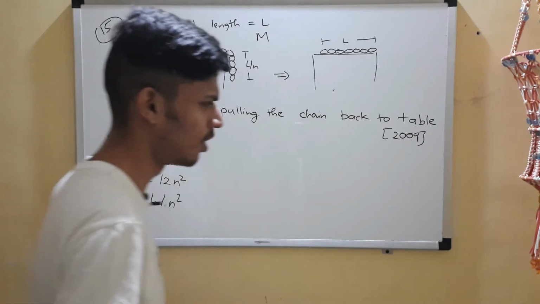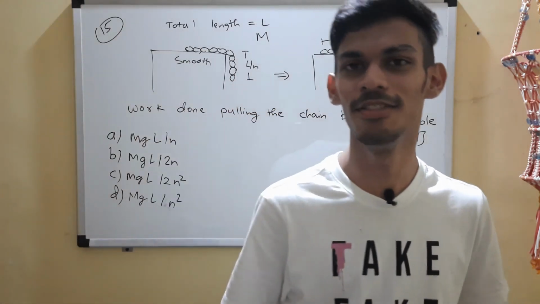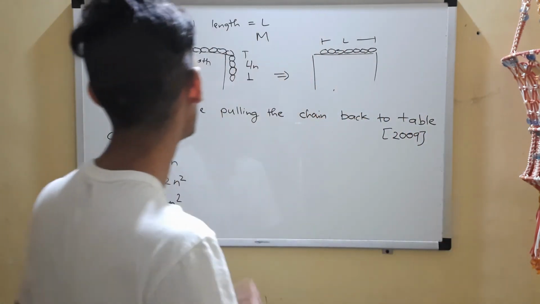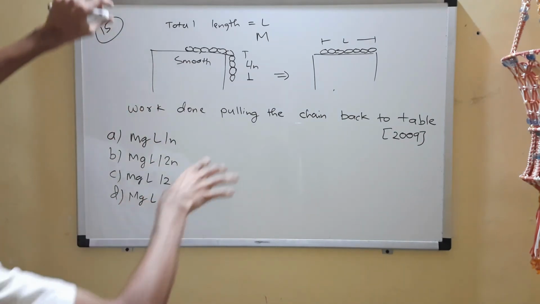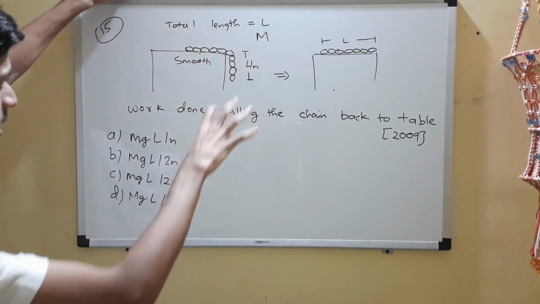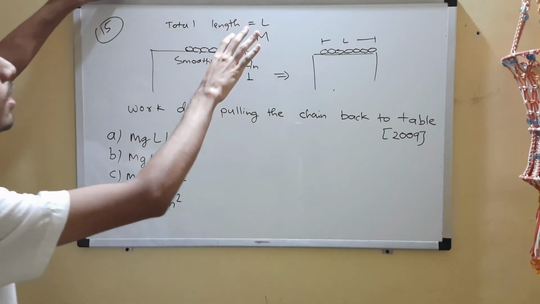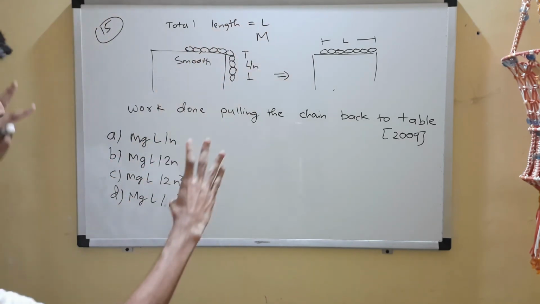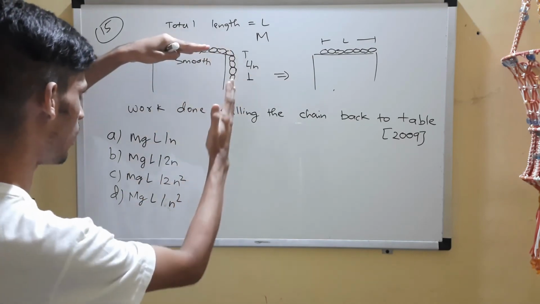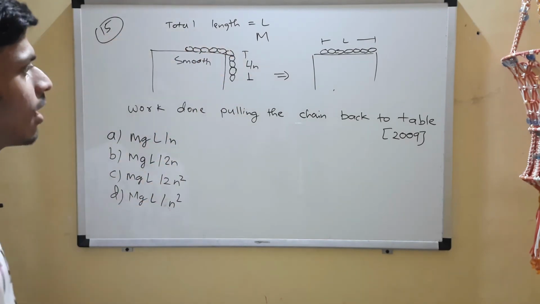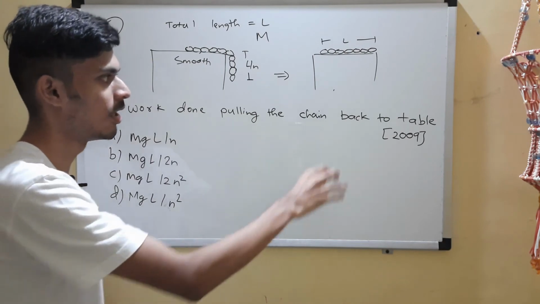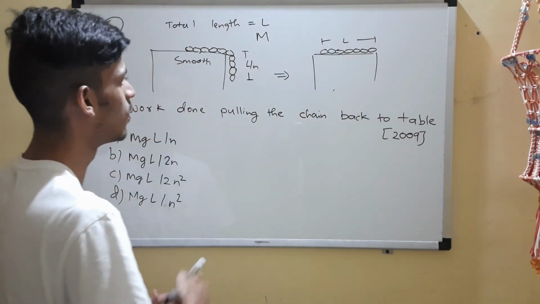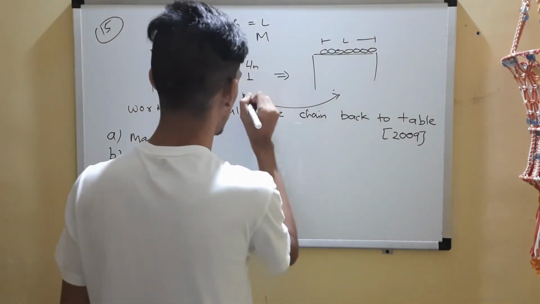The discussion on work energy power is incomplete without discussing the chain problems, right? So the chain problem is over here. The total length of this chain is L. It's placed on a smooth table. The mass is M. The L by nth portion of this chain is hanging. You are supposed to find the work done in pulling the chain back to the table. So work done in this process.